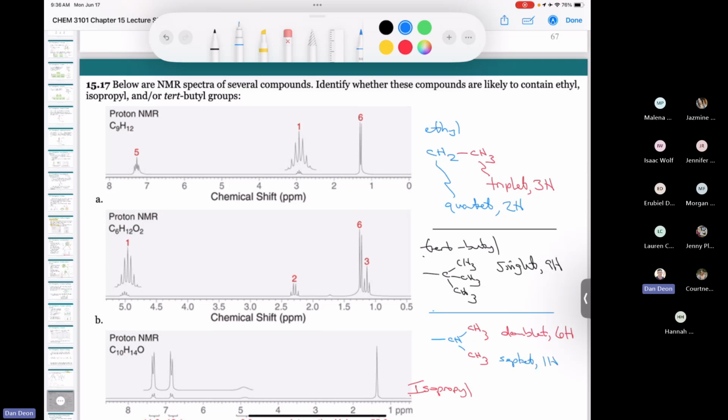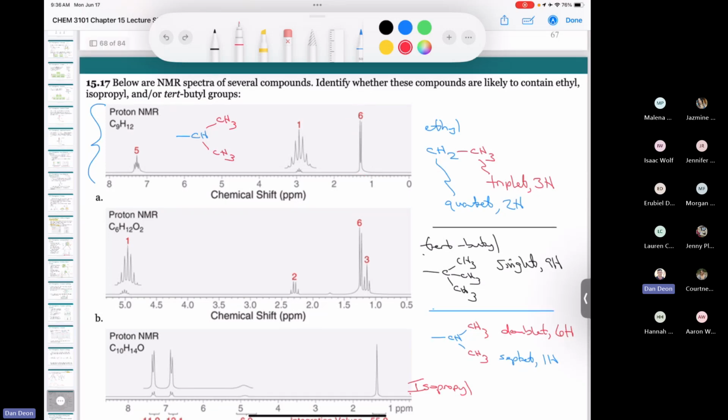Okay, so let's take a look at 15.17a. This one here, does anybody recognize anything in here? In A, do you see an ethyl, tert-butyl, or isopropyl? Yeah, there's an isopropyl in there, isn't there? Thanks, Rubio. Exactly. So I see an isopropyl. So I have this, and I have these. Good, right? So I have a doublet that integrates for 6. So that's going to be the methyl groups.